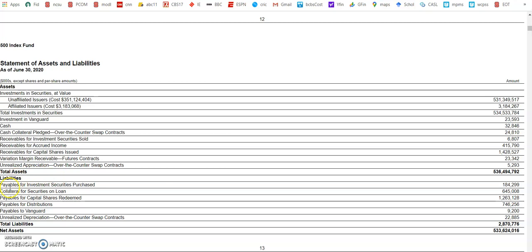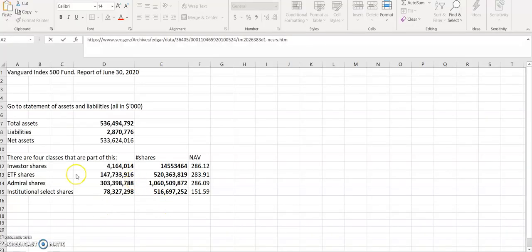Then you go to the liabilities, which are roughly about 3 billion. The difference between total assets and liabilities is the net assets available to all the shareholders, 533 billion. So total assets of 536 billion, liabilities of about 3, and net assets of roughly 533 billion.